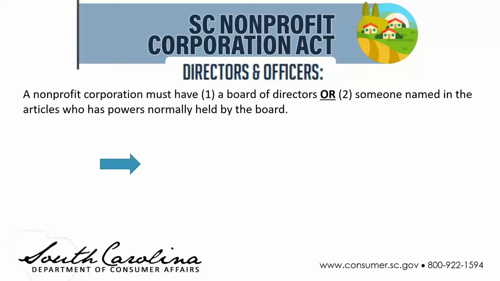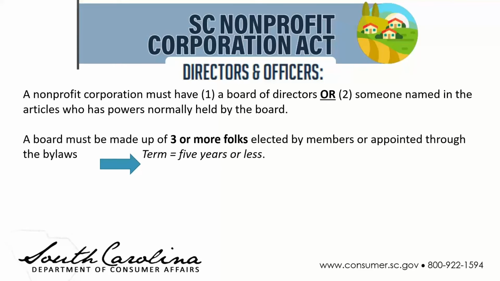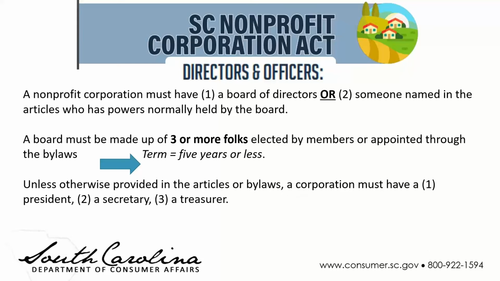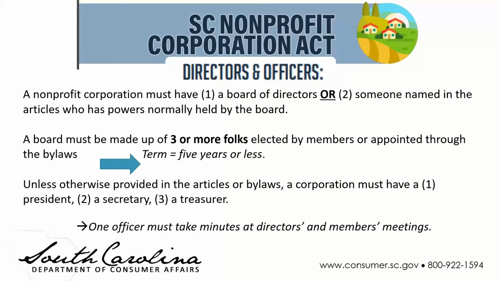articles who has the powers that are normally held by a board of directors. A board of directors must be made up of 3 or more people elected by members or appointed through the bylaws, and they have a term of 5 years or less. Unless otherwise provided for in the articles or the bylaws, a corporation must have a president, a secretary, and a treasurer. And 1 officer must take minutes at directors and members' meetings.